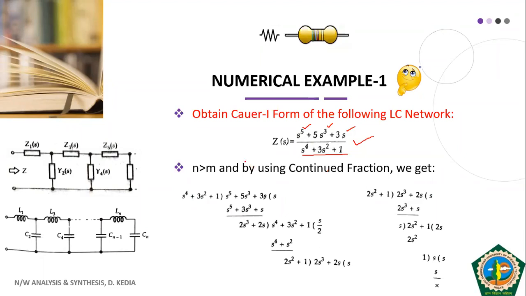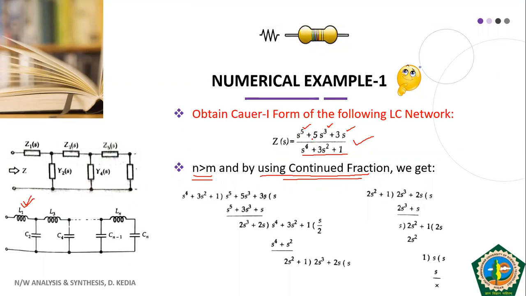Fine. So here, first we have to identify the first element. For the first element, we see whether the numerator is greater than the denominator or not. Here we find that the numerator is greater than the denominator. It means we will have an inductor as the first element. So this we have already identified. Now the second step will be the long division, that is your continued fraction approach.